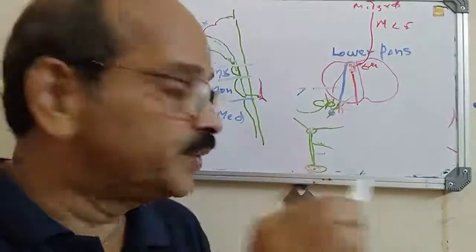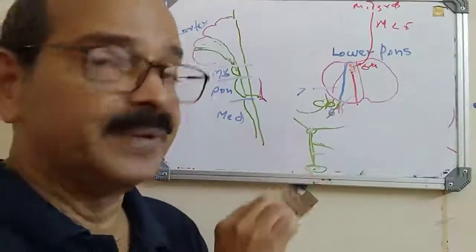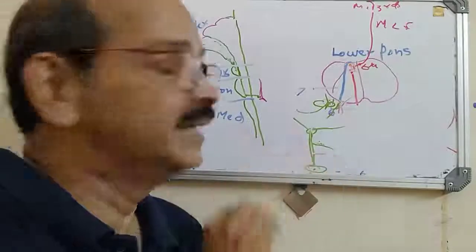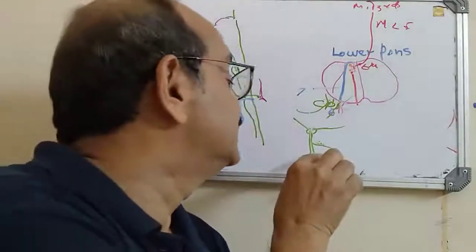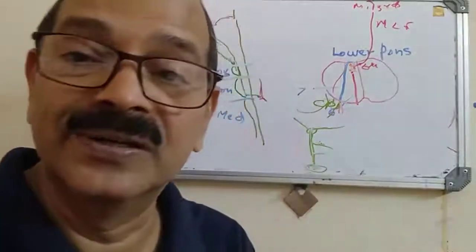So why should you remember? This is the nerve to stapedius. Nerve to stapedius first and the chorda tympani next, I think. Okay. Then it comes out of the stylomastoid foramen.